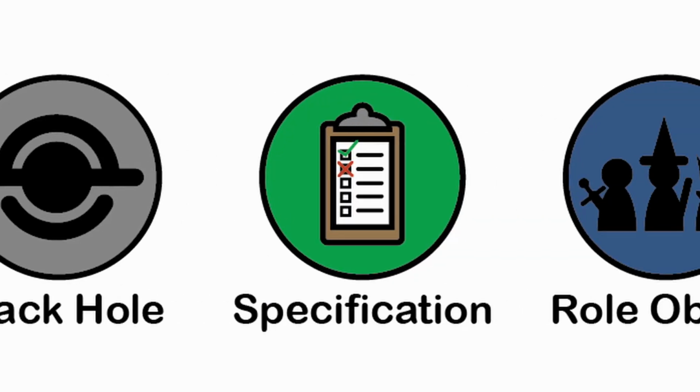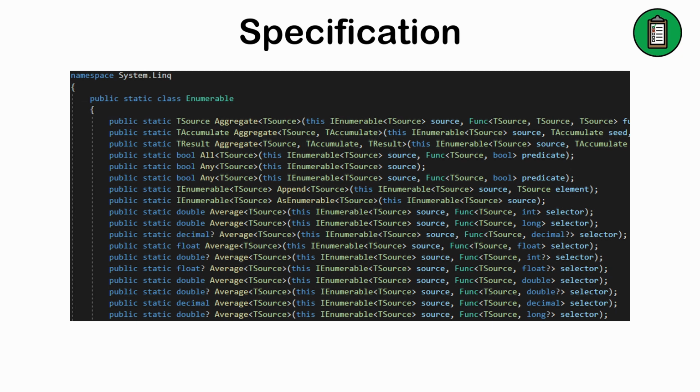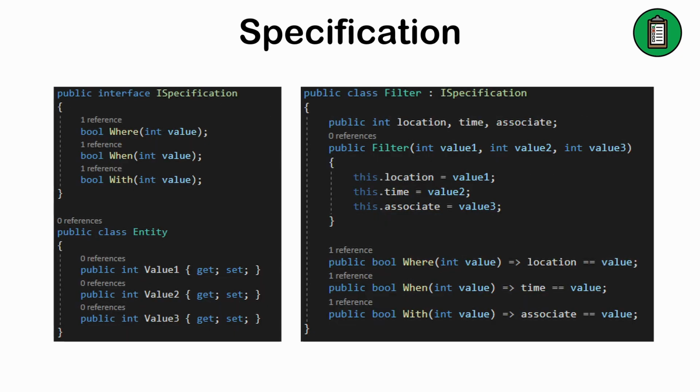The Specification pattern. A way to encapsulate logic used for filtering and matching. Start by defining an interface for the type of object you wish to filter, and an abstract set of conditions to be met.